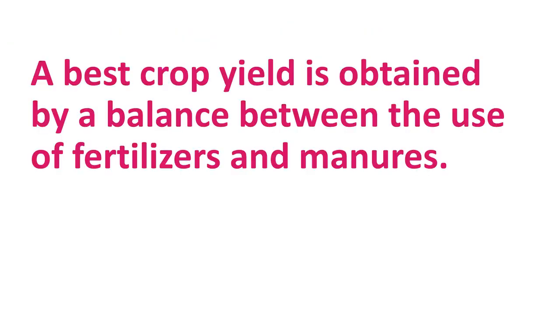So what can we conclude? We can conclude that the best crop yield is obtained by a balance between the use of fertilizers and manures. Now, what is that balance? Think about it. What amount should be fertilizers and manures?